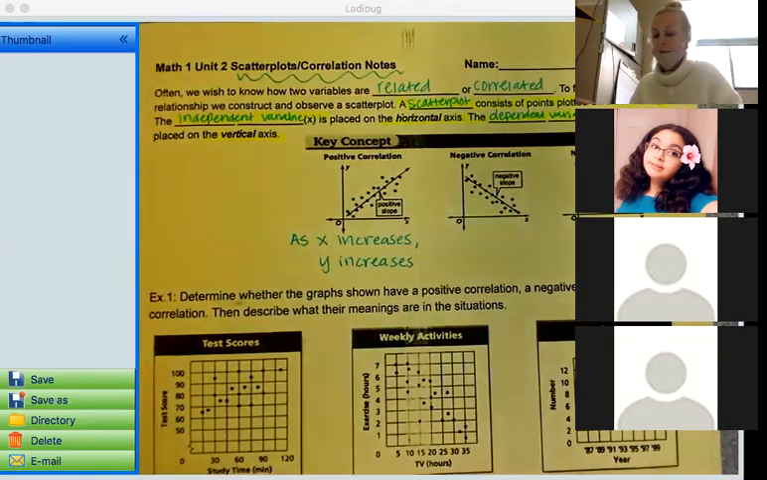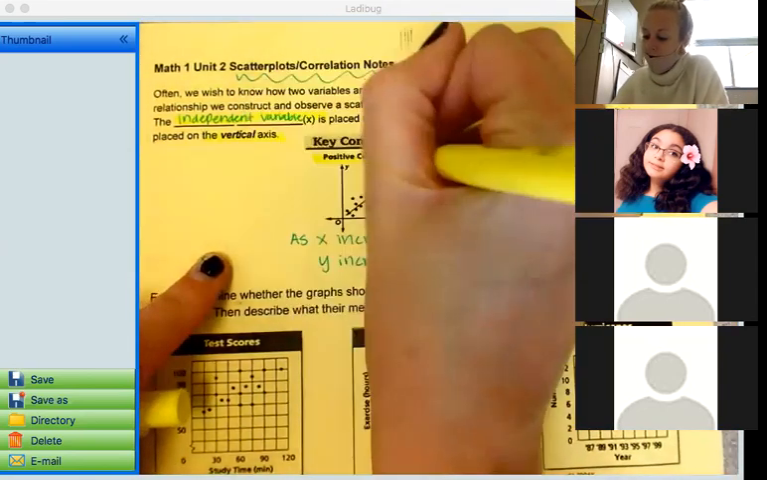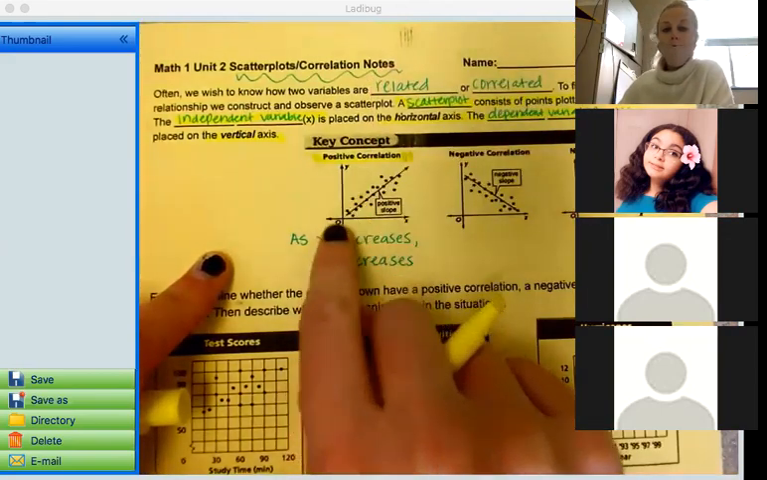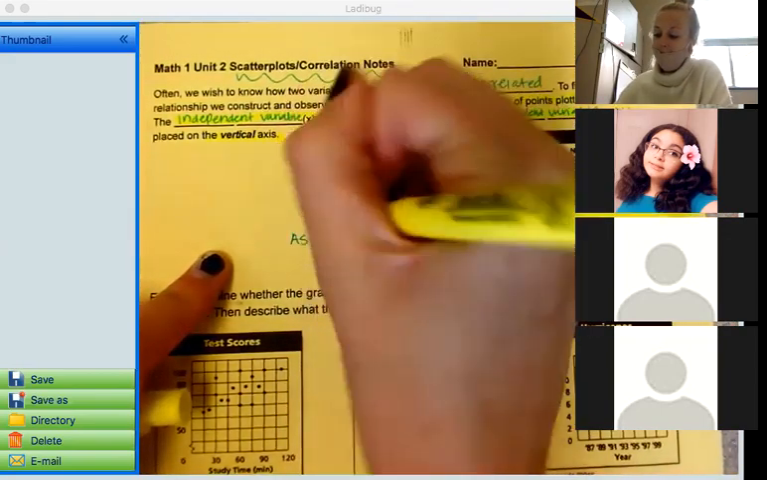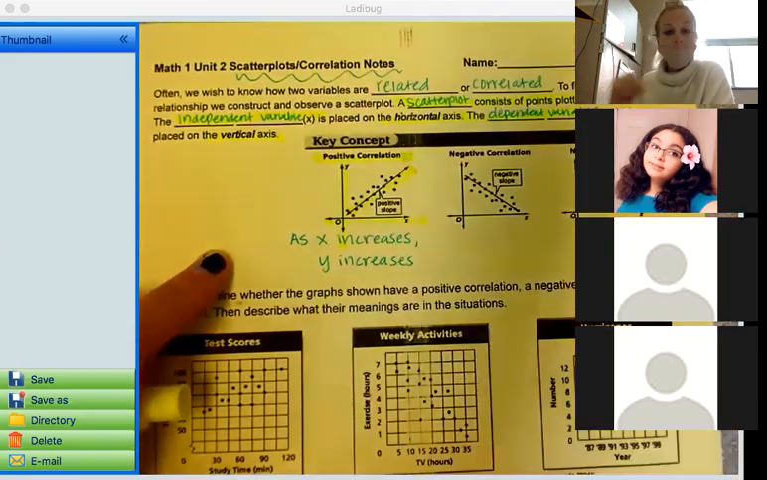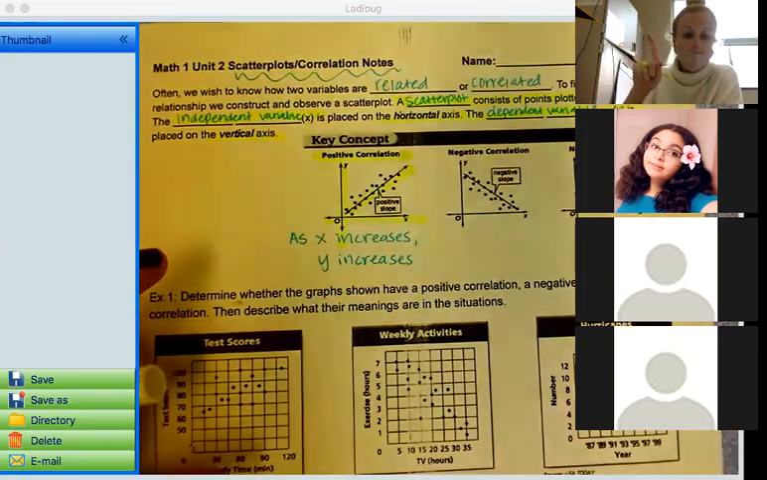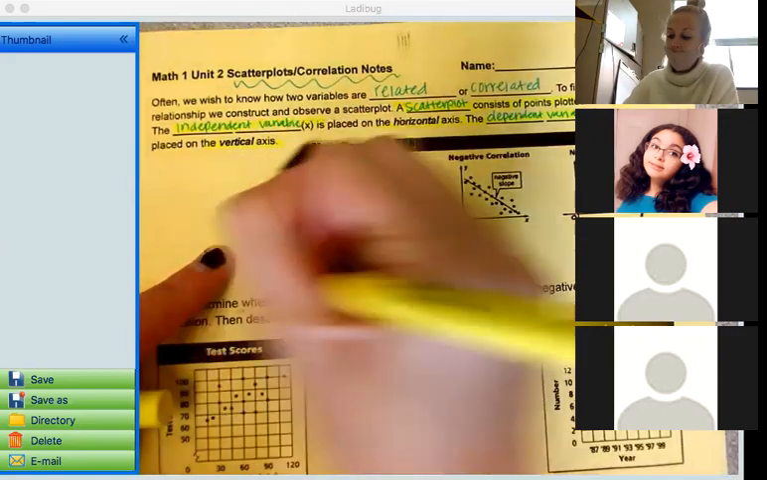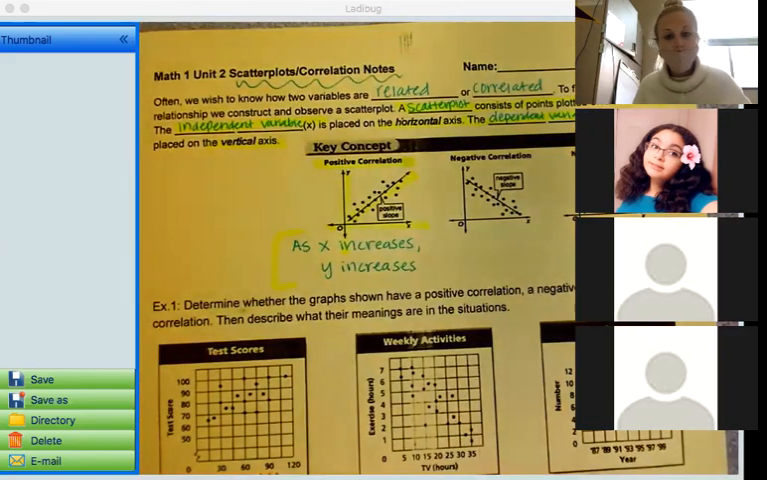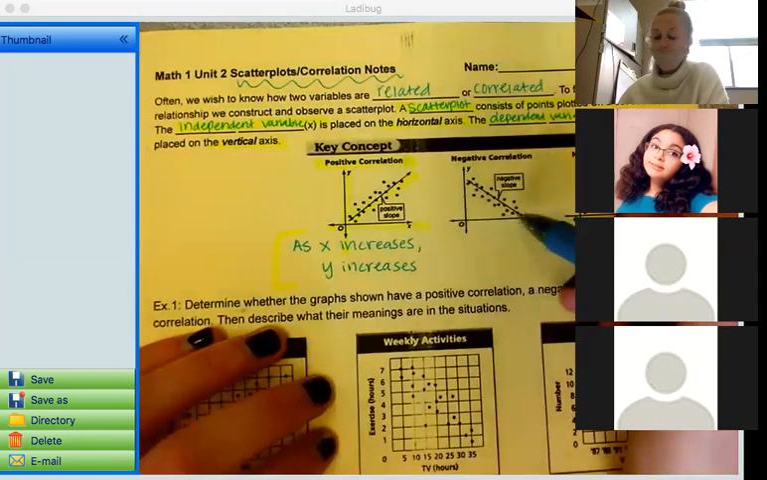So people at home, I would write positive correlation. I would draw a quick picture of a graph with a positive line. You don't have to put all the points. You can just put a line going up. And then I would write as X increases, Y increases. Same thing for negative. So negative correlation, I would sketch this graph really quick, draw a line that's going down.